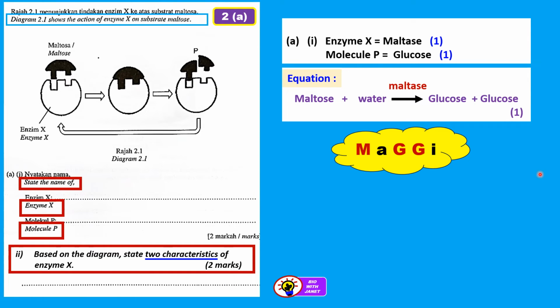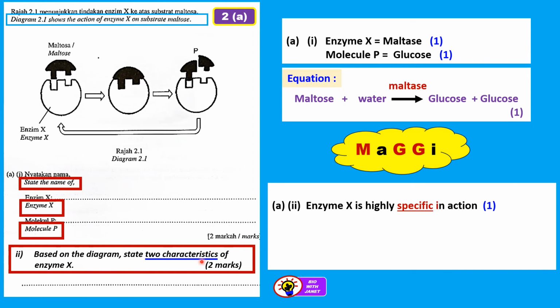Now, second question here, based on the diagram, state two characteristics of enzyme X. So please take note, you are supposed to base it on the diagram. This diagram is actually the lock and key hypothesis. And you can see here the reaction can go this way, forward or backward. So one of the characteristics shown here for enzyme X is that it is a reversible reaction.